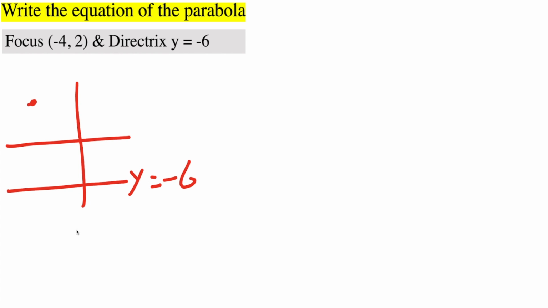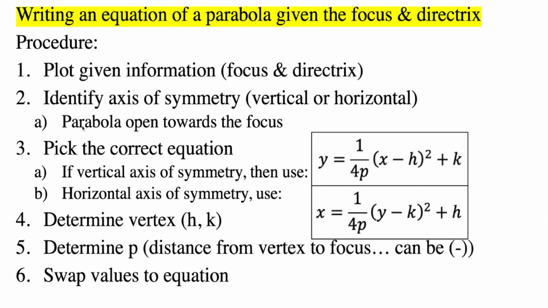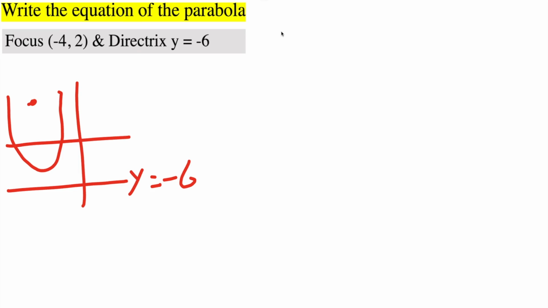Now step 2 says identify the axis of symmetry, and 2a says parabola opens towards the focus. So I know my shape is going to look something like this because the parabola opens towards the focus. Again, that came from our notes. And so we're going to have a vertical axis of symmetry. Again, this is just a general shape, so it's not perfect. Like this should go straight down to the vertex. The only purpose of the sketch is to determine what type of axis of symmetry we have. And so it's clear that we have a vertical axis of symmetry.